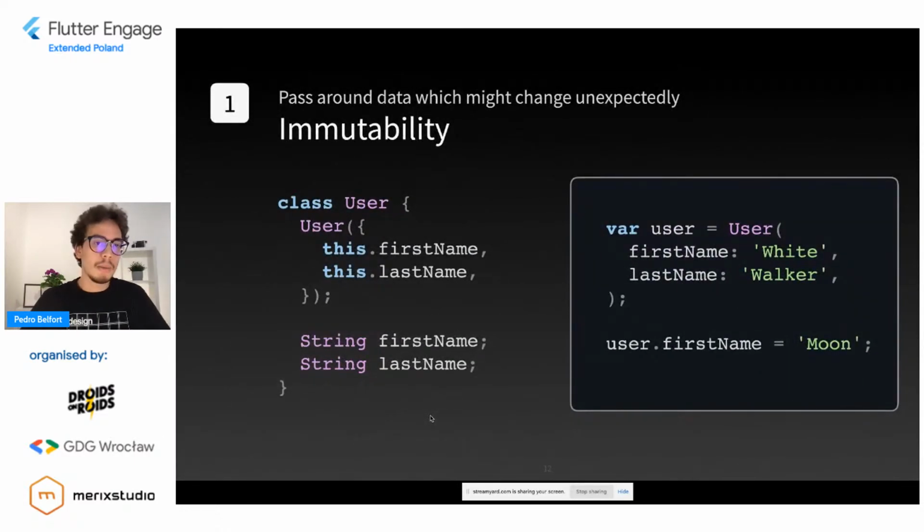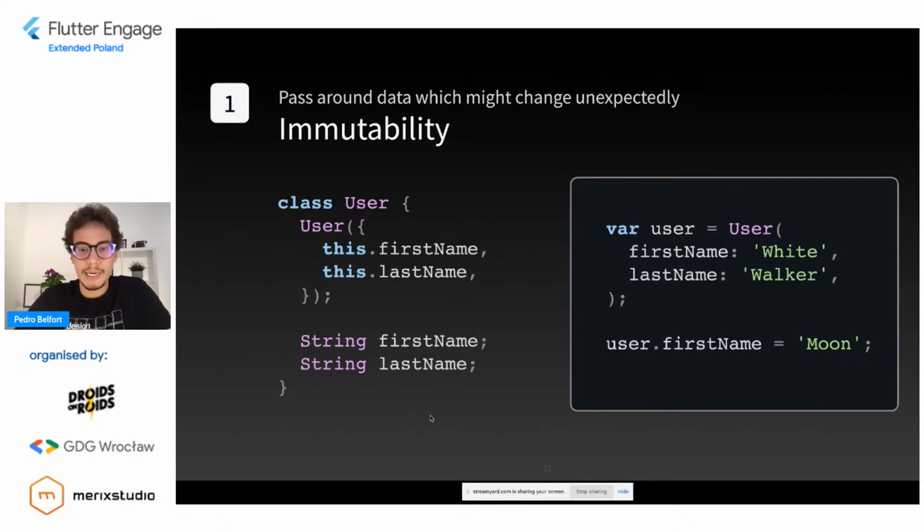Okay, so when we talk about passing around data which might change unexpectedly, this probably rings a bell to many people. How do we tackle this? We look into immutability. And thankfully, Dart provides us with a very nice set of tools and keywords to tackle this problem. Let's start with something very simple, for simplicity's sake. Let's say that I have a user object with a first name and a last name. Obviously, this class on the left is not immutable yet, but we're going to make it so.